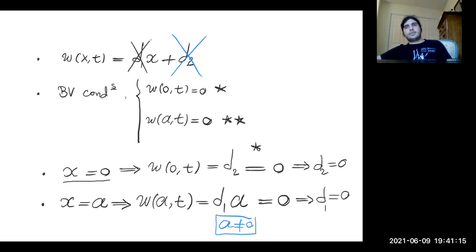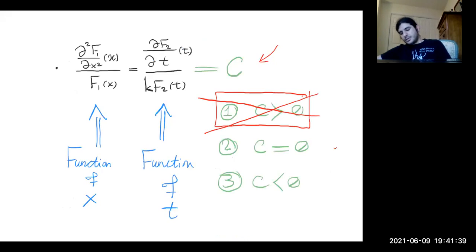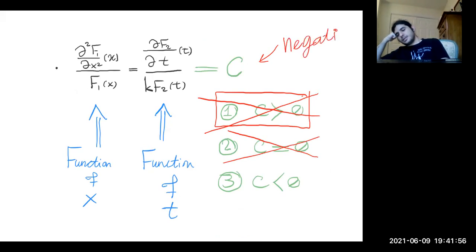If d1 is equal to 0 and d2 is equal to 0, w is equal to 0 at any place and at any time. And again, that's not the solution we are looking for. So that also doesn't work. If we go back to the cases we had, c being equal to 0 also does not work. So the only remaining case is where these two are equal to a constant which is negative.